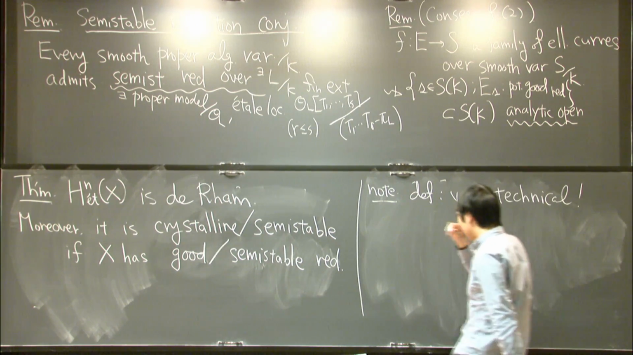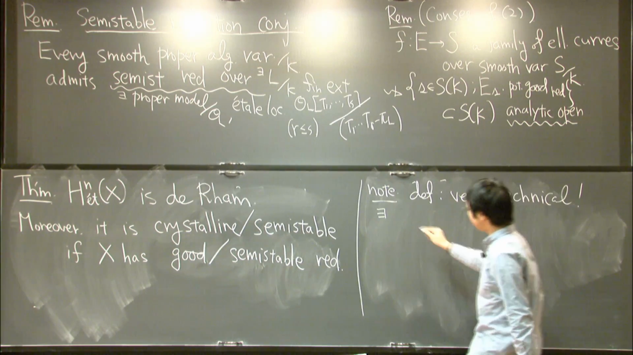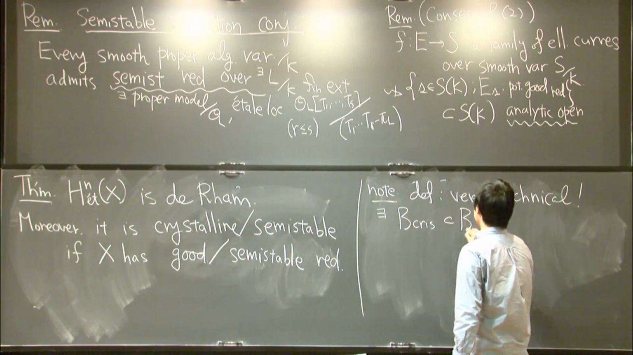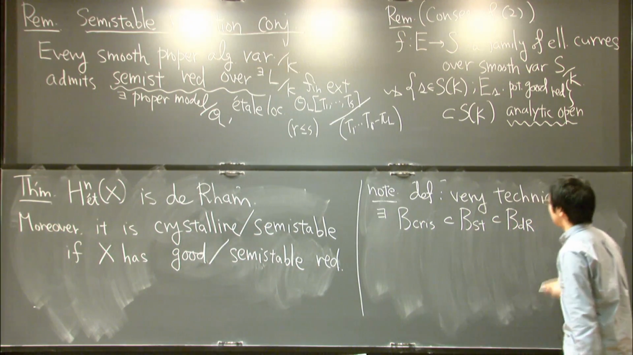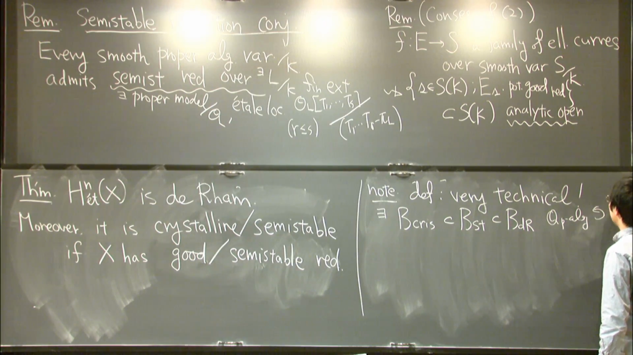But the point here is Fontaine constructed so-called period rings, which are typically denoted by B_cris, or B_st (semistable), or B_dR (de Rham). So these are Q_p-algebras equipped with Galois action.